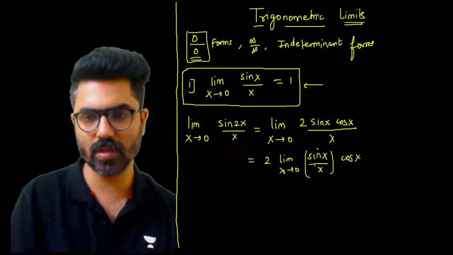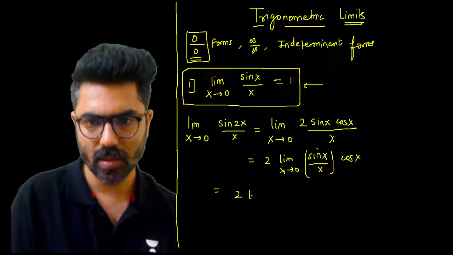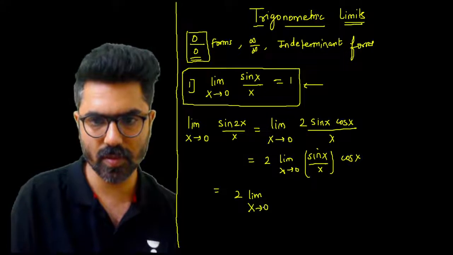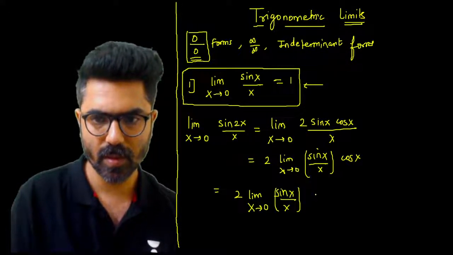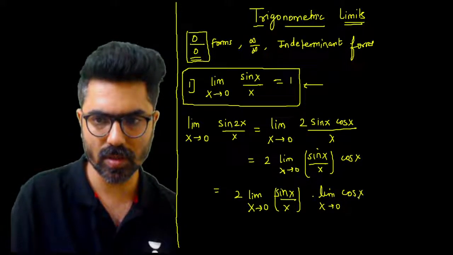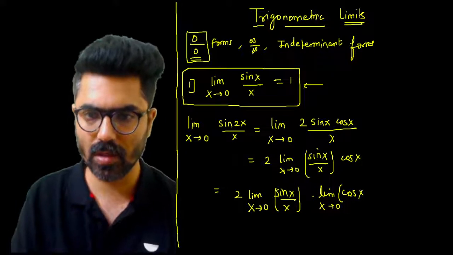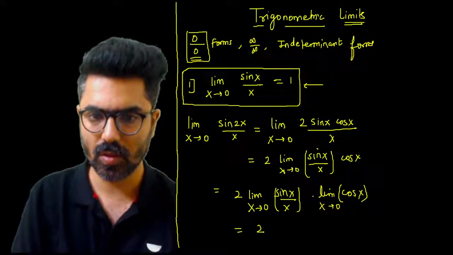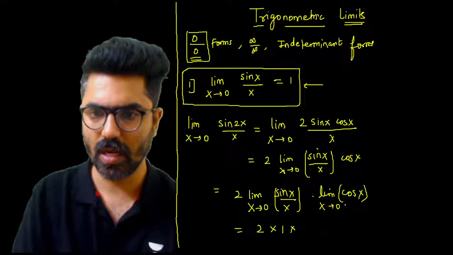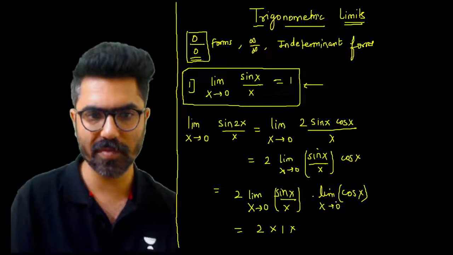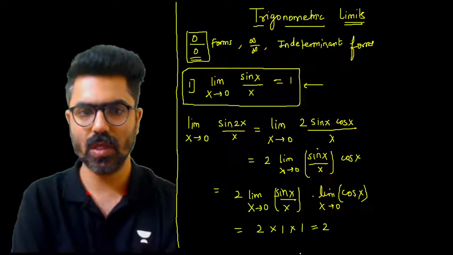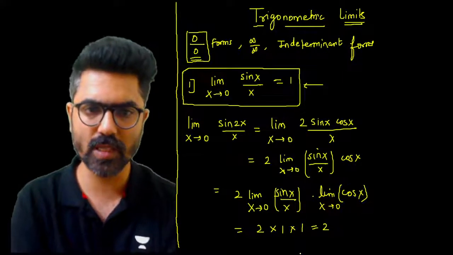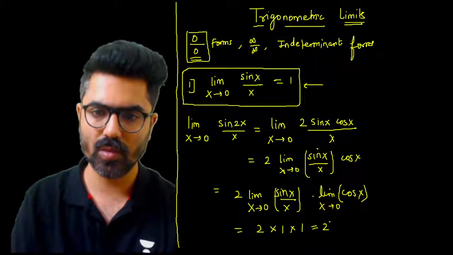Now, you just write it like this: limit x tends to 0 of sine x by x, into limit x tends to 0 of cos x. So we have separated the limit on the two functions. So 2, and this limit is 1, and if you put 0 in this, it will be cos 0, and cos 0 is also 1. So 2 is the final answer. So limit x tends to 0 of sine 2x by x is 2.